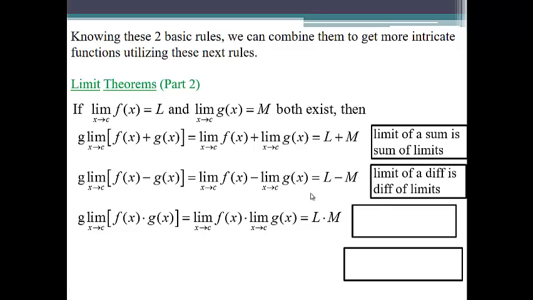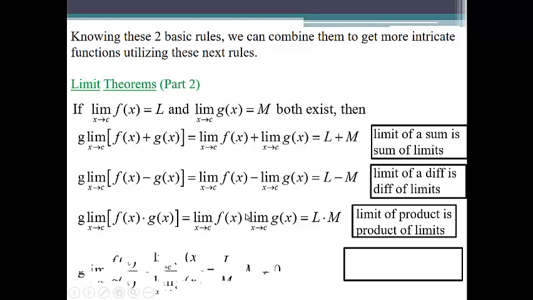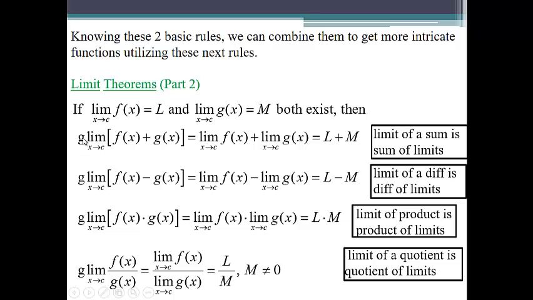This one's the product. If you multiply your two original functions together and then take the limit, it's the same thing as taking the limit individually and then multiplying at the end. And lastly, taking the quotient of your two functions first, then taking the limit is the same as finding the limit separately and then dividing. So again, the typo, these are not supposed to be letter G's. I think those are supposed to be little bullet points. Don't get those confused.